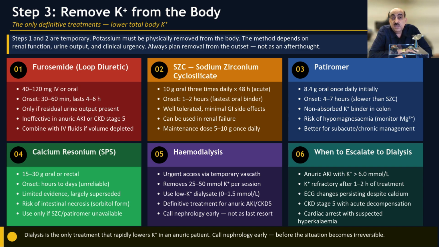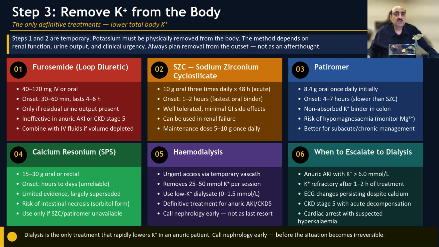Indications will be resistant hyperkalemia despite maximal medical therapy. If the potassium remains static or continues to bounce back, that means the dialysis needs to be started. If it's refractory, especially within a couple of hours of treatment, or if the patient is anuric with the potassium above 6. ECG changes despite giving the calcium chloride and calcium gluconate, that means cardiac membrane stabilization is not working properly. And in advanced CKD patients who have acute decompensation, they may need urgent initiation of hemodialysis as a modality to correct electrolytes.